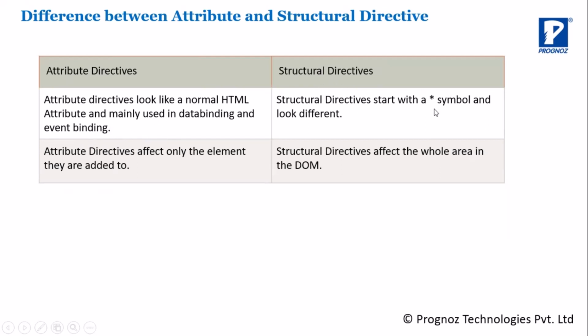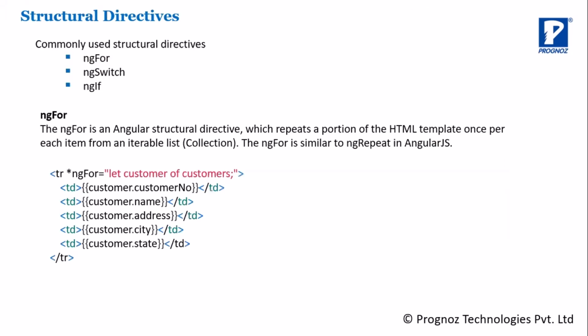Structural directive always starts with the asterisk symbol. Attribute directives only affect the particular element, whereas structural directive affects the whole DOM, the entire structure of the application. DOM के अंदर क्या रहता है? Tree structure of elements. The entire application or the entire DOM area is going to be affected by the structural directive, and attribute directive only affects a single HTML element. So under structural directive, we have three types: ng for, ng switch, and ng if.